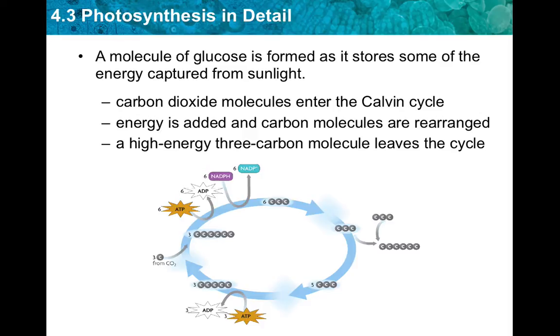Then 3 carbon molecules are recycled. Energy from ATP molecules is used to change the 3 carbon molecules back into 5 carbon molecules. The molecules stay in the cycle. Then these molecules are added to new CO2 molecules that enter the cycle.